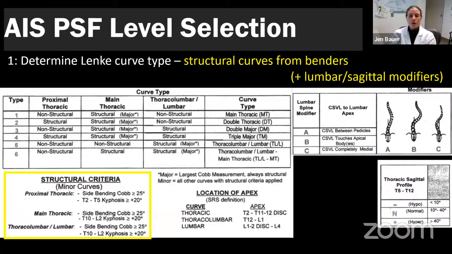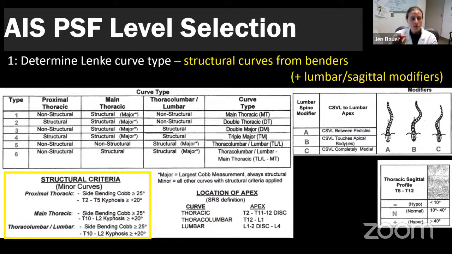So the whole point of Lenke, which is a classification made by Dr. Larry Lenke, is to come up with a way to figure out what levels to fuse. So the real reason to designate a Lenke classification is only if you're about to take someone to surgery and figure out how you want to do a fusion for them. So we'll work through an example.